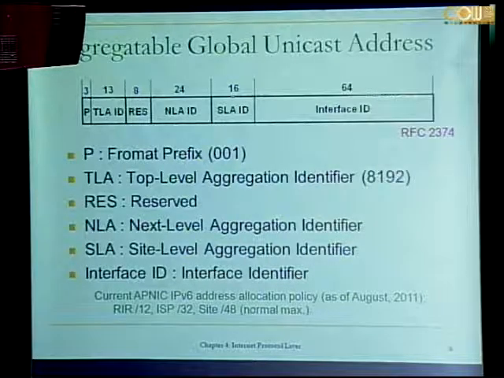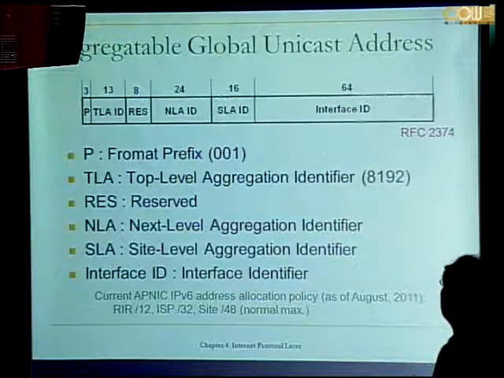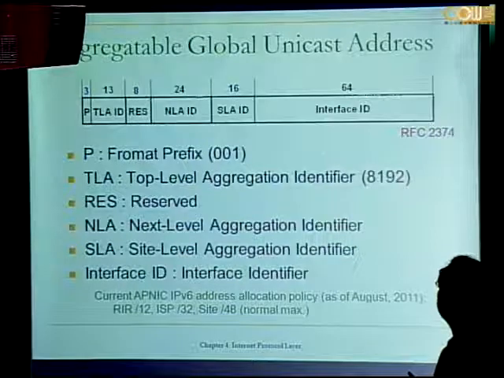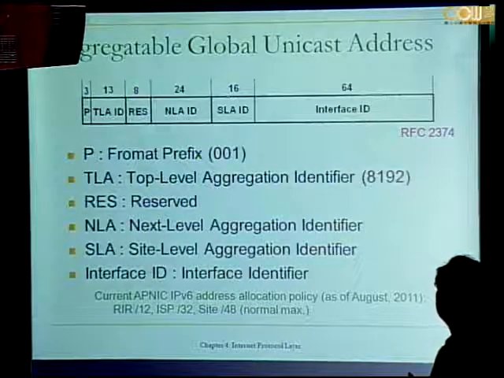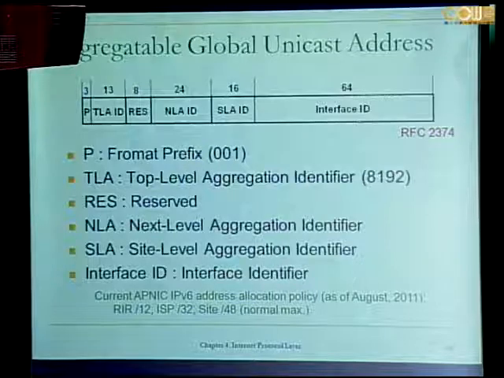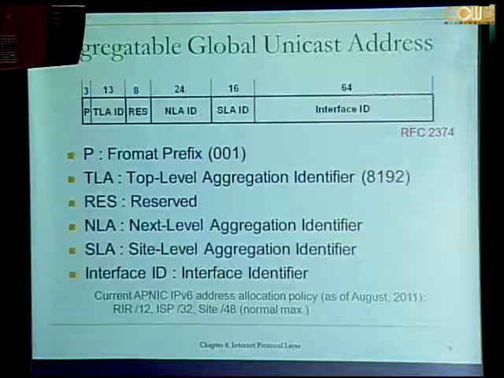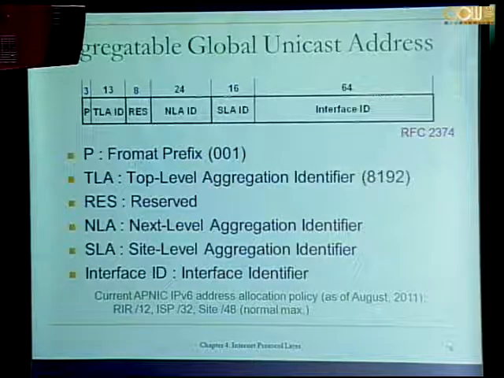And most of the addresses, unicast addresses, would have a structure like this. This will be the normal case, where you have the prefix in 3 levels, which are top level, next level, and site level. Okay, that is the network address, but divided into 3 levels. And then the host number, which is called the interface ID.